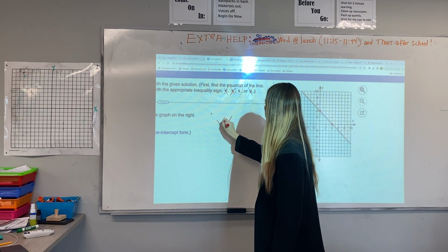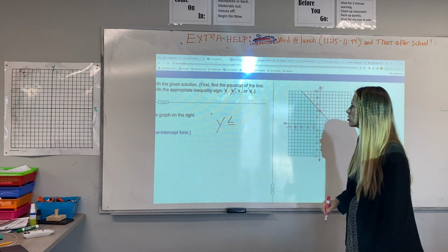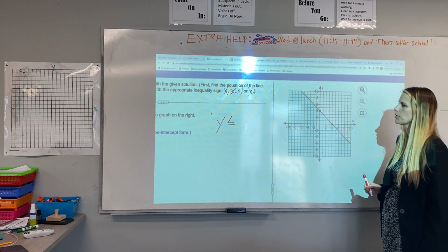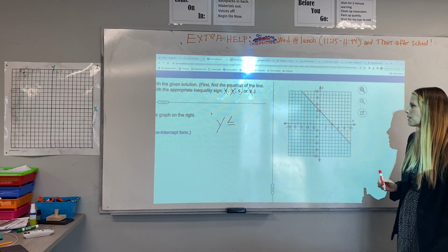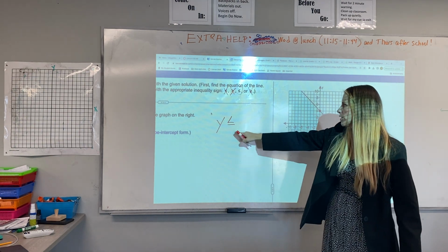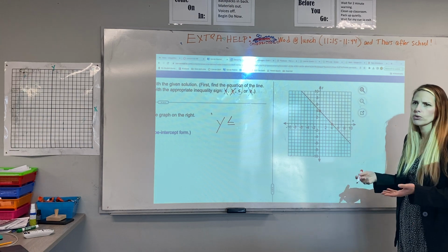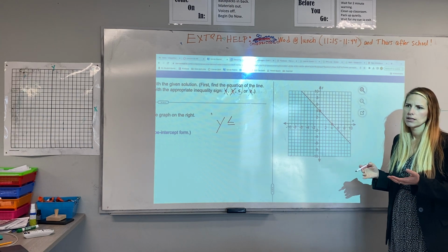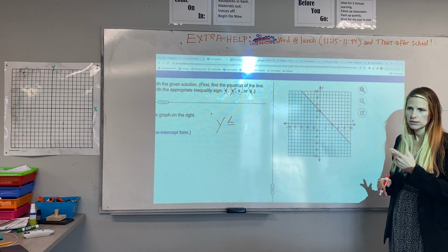Now, we're going to write it in slope-intercept form. It says to do it in slope-intercept form, which is good. We like slope-intercept form the best. I do anyway. Y is less than or equal to. Now, how do we write out an equation of a line?